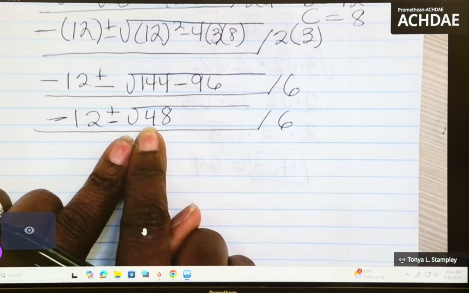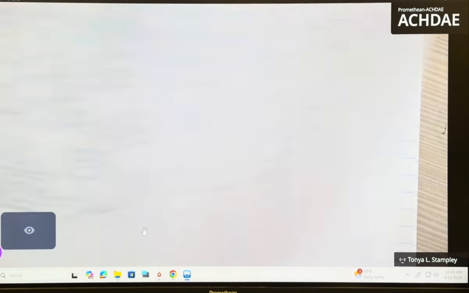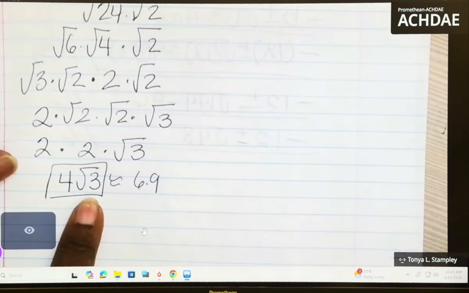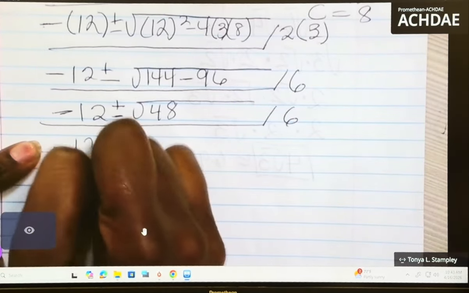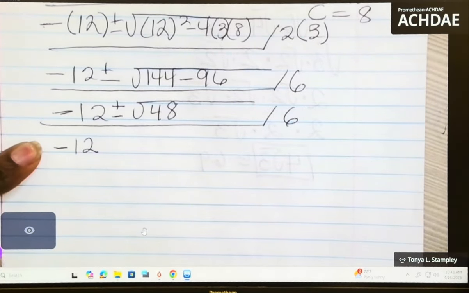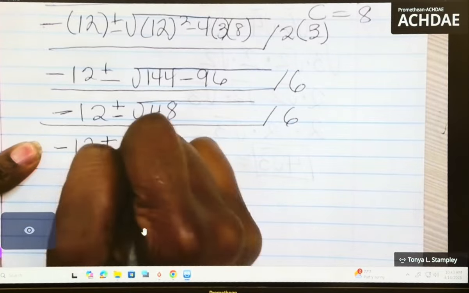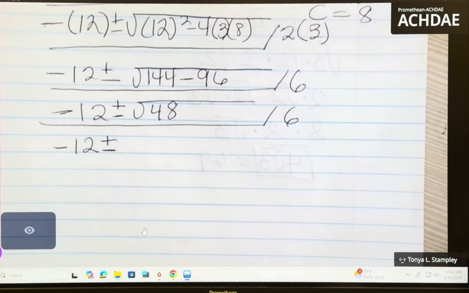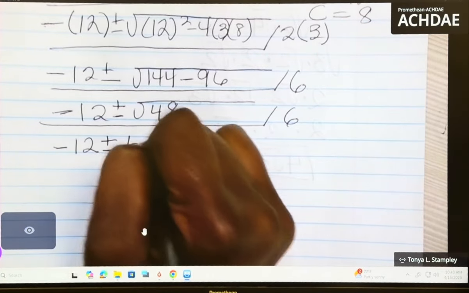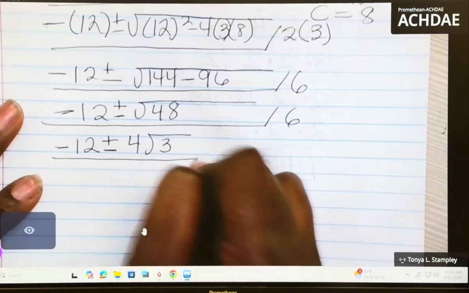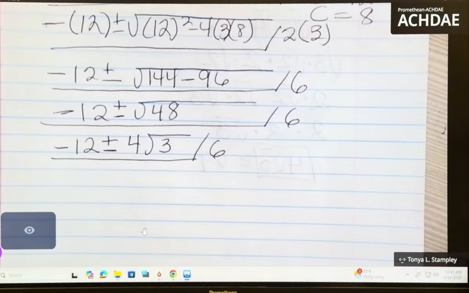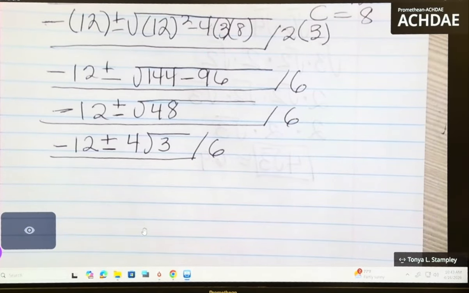Now, radical 48 is really 4 radical what? 3 when simplified. So watch what I write. Negative 12 plus or minus, what is it? 4 radical what? 3 all over what? 6. That's the simplified. And they may give it to you just like that and say which one of these are the correct answer. Are y'all following?